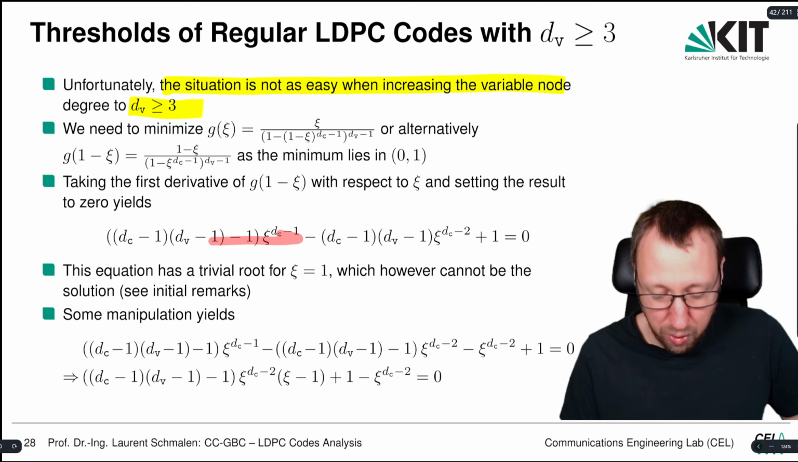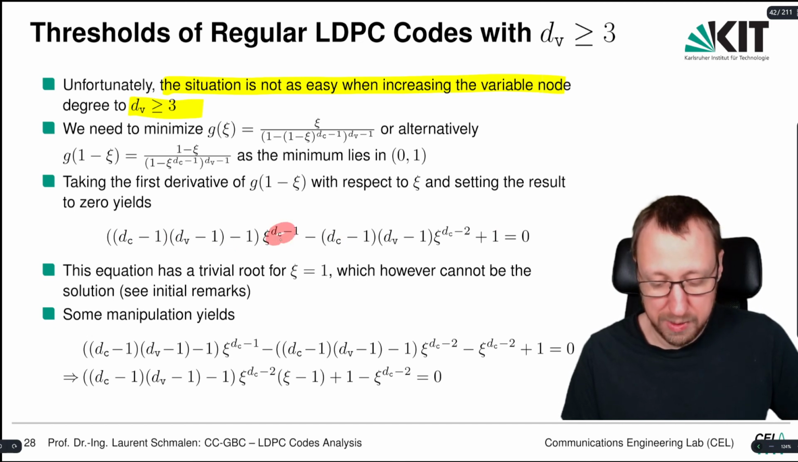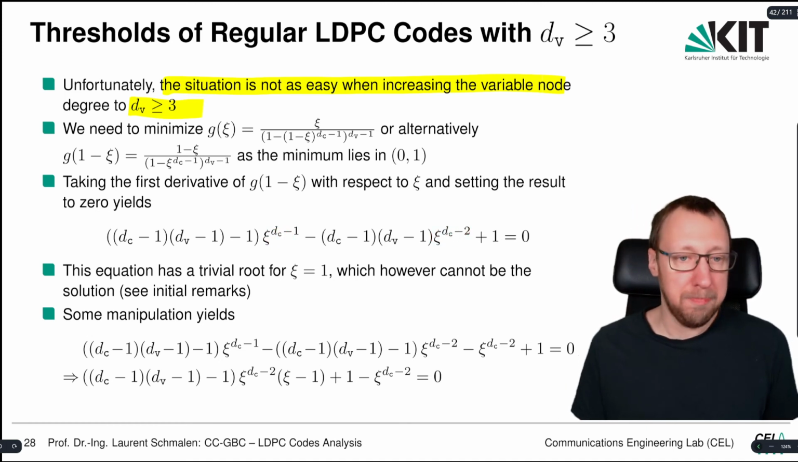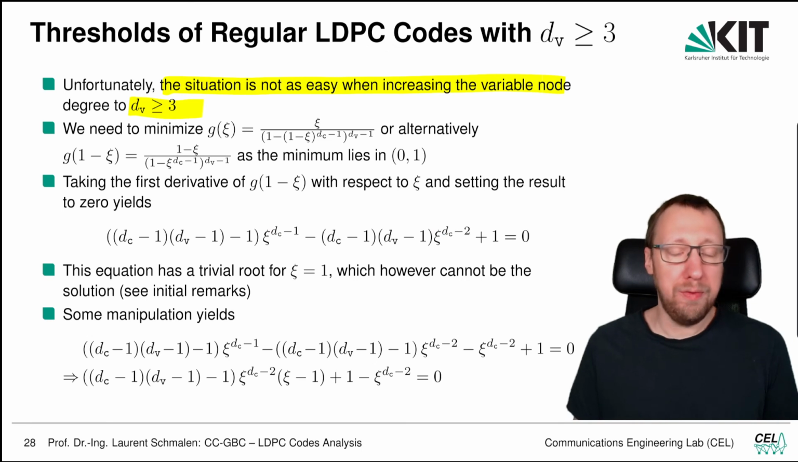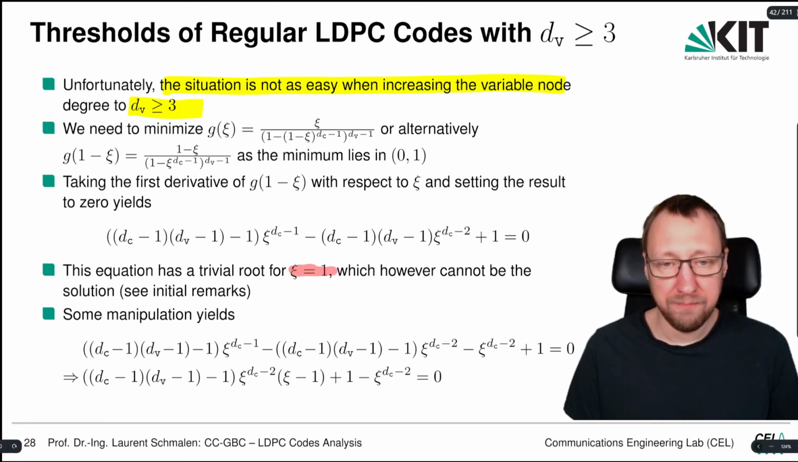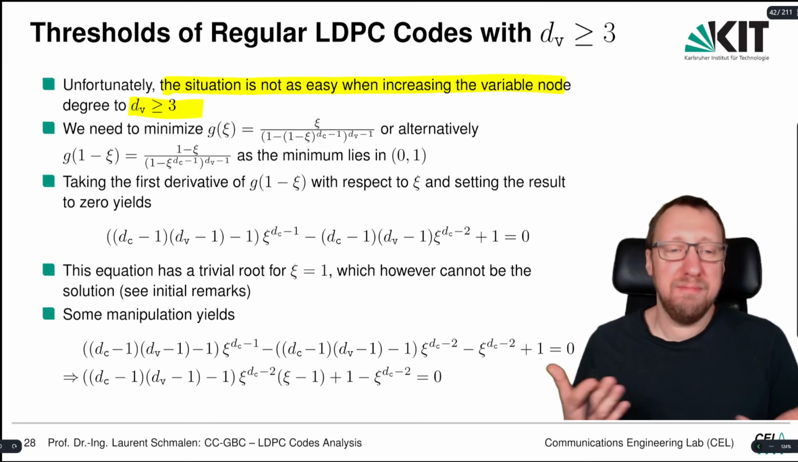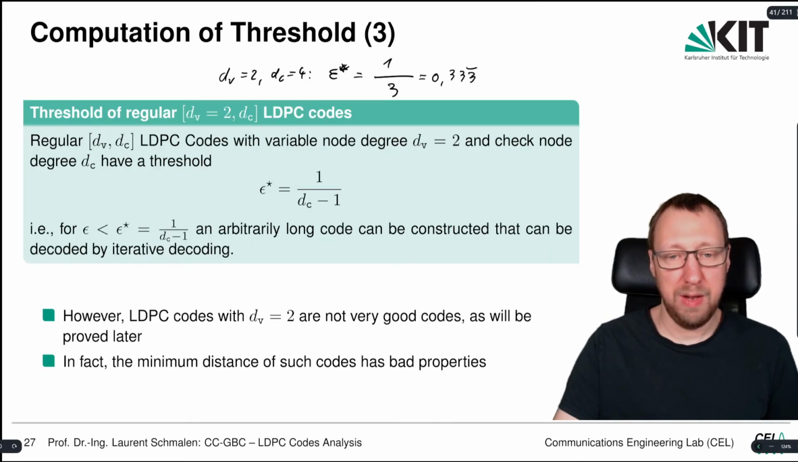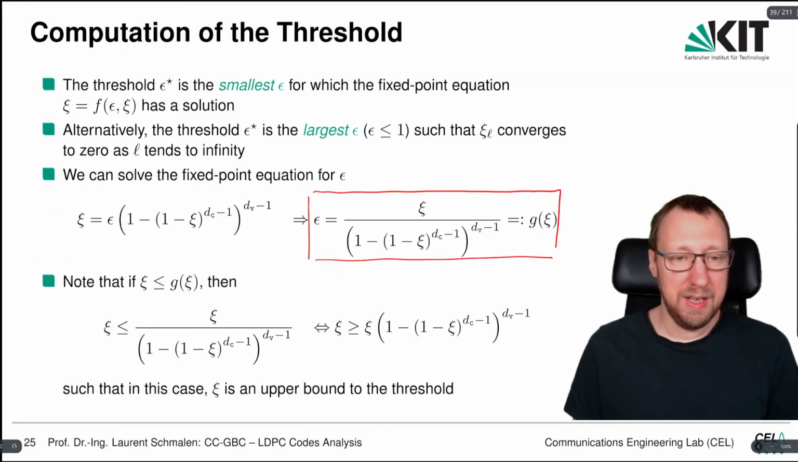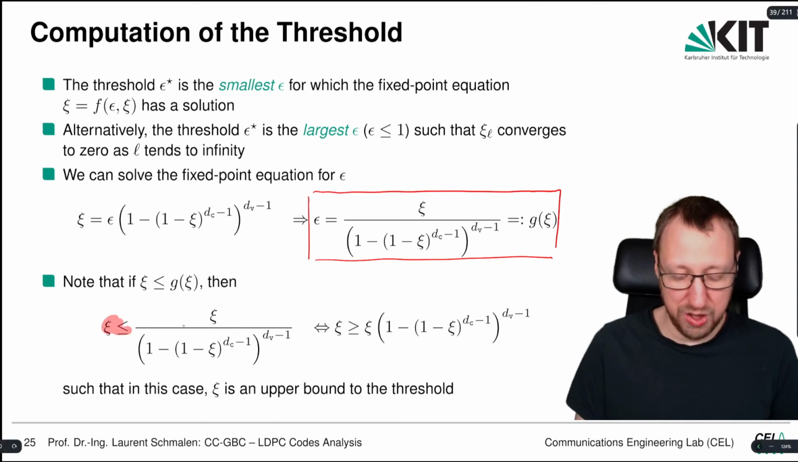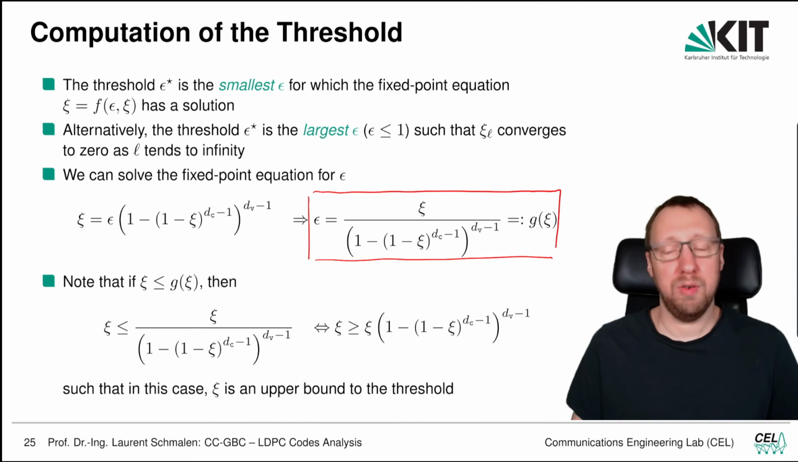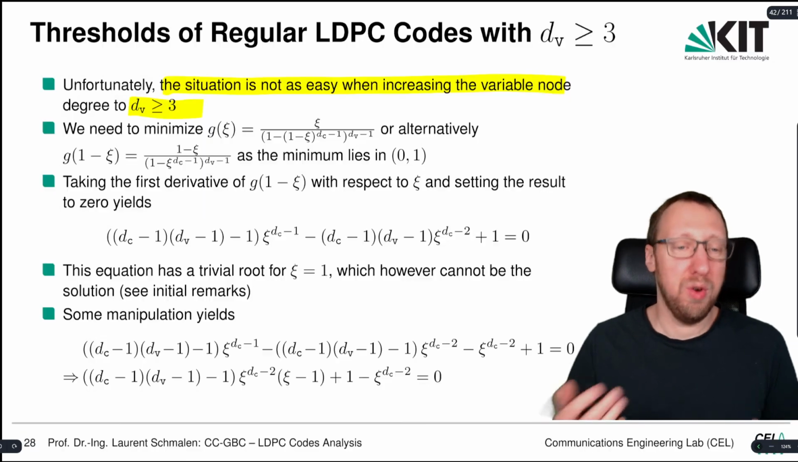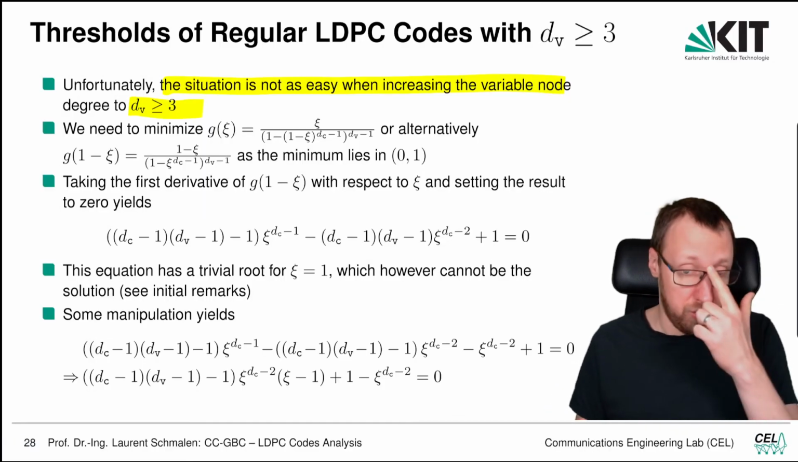So we have this, it's actually a polynomial in xc with terms xc to the power dc minus 1, xc to the power dc, and that's it. We can see it has a trivial root for xc equal to 1, but this would be a very bad upper bound for the threshold, because if xc is smaller or equal than g of xc, then it's an upper bound to the threshold, which is 1 in this case. So it's not a very good bound, and we need to reformulate this.